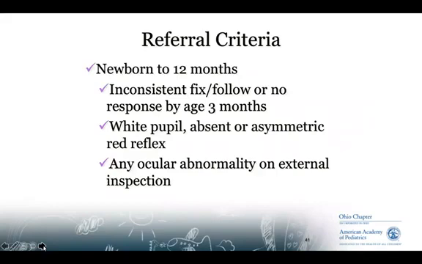Well, let's talk about when to refer to a pediatric ophthalmologist. So during that first year of life, if a child has inconsistent fix and follow, or is unable to fix and follow by age 3 months, you should refer to a pediatric ophthalmologist. If you see a white pupil, an absent or an asymmetric red reflex, you should refer immediately. And any ocular abnormality on external inspection should prompt a referral to ophthalmology.